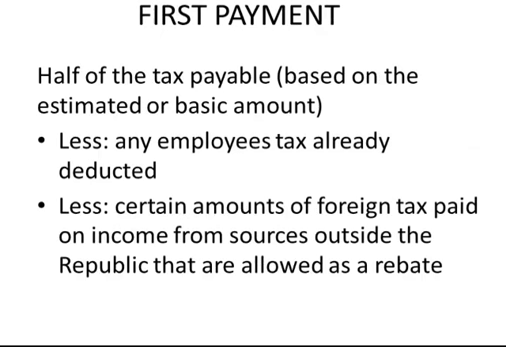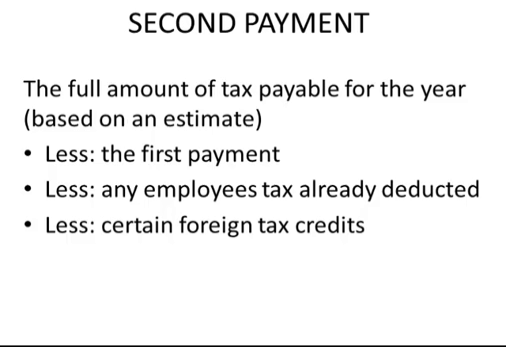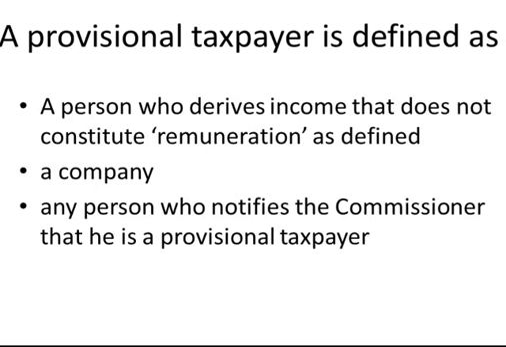The first payment is based on half of the amount payable, either estimated or basic amount, less any employee's tax already deducted, less certain amounts of foreign tax credits that are available. Second payment is based on the full amount of tax payable for the year based on an estimate, less the first payment, less any employee's tax, less any foreign tax credit.